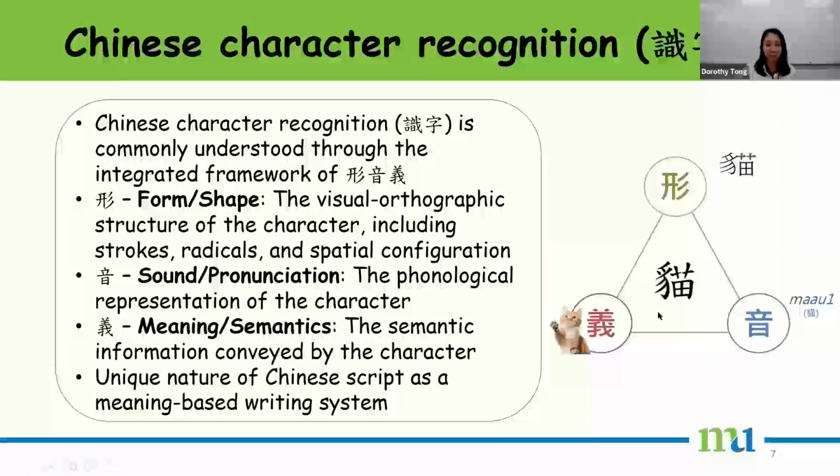Okay, so for the Chinese character cat, Mao, to recognize this character, children need to have an integrated understanding of the form, the different radicals, of the character Mao. And then they should also recognize the pronunciation, the sound. This is the Cantonese pronunciation of Mao. And then also the semantics, the meaning of this word, which refers to this animal in the picture, the cat.